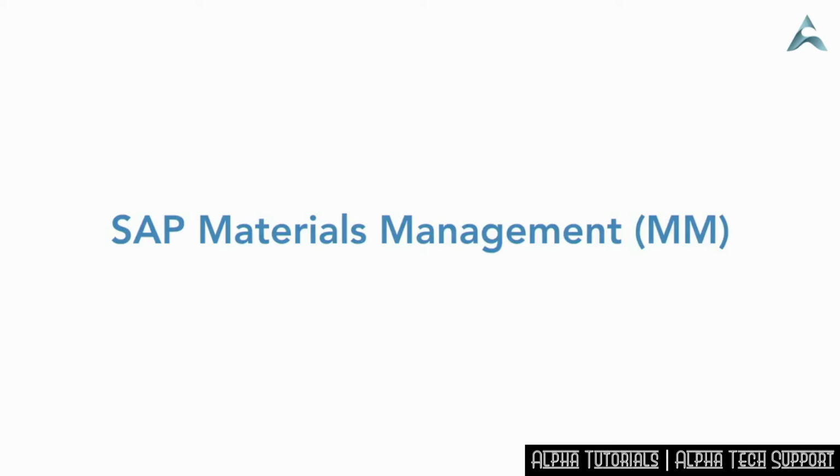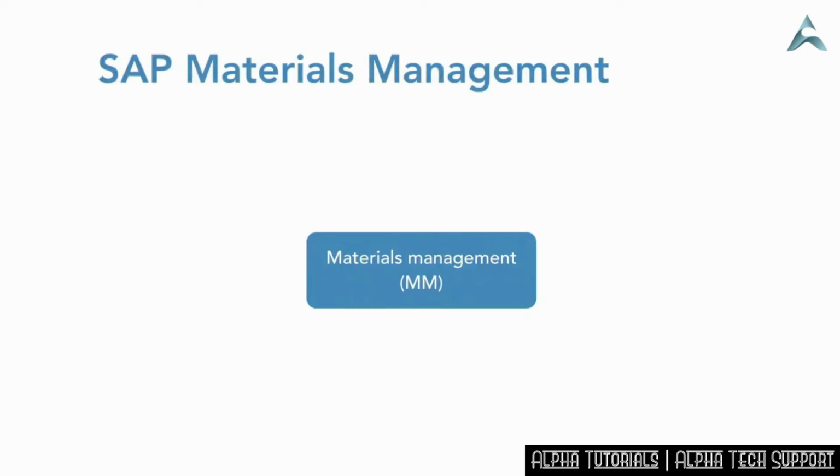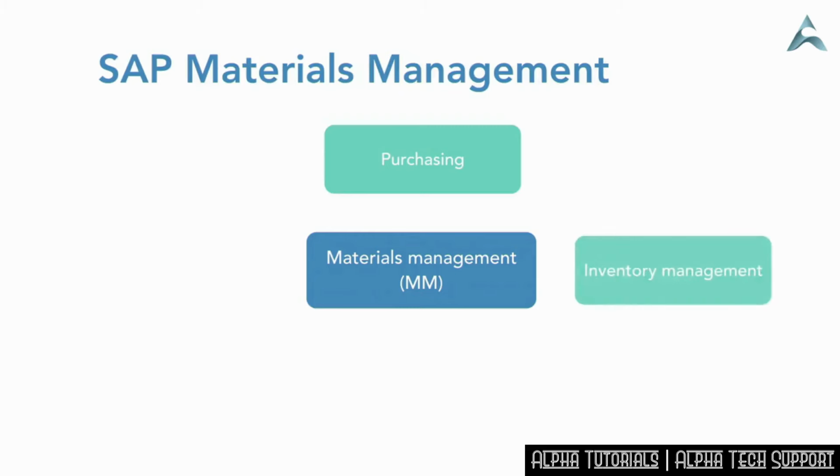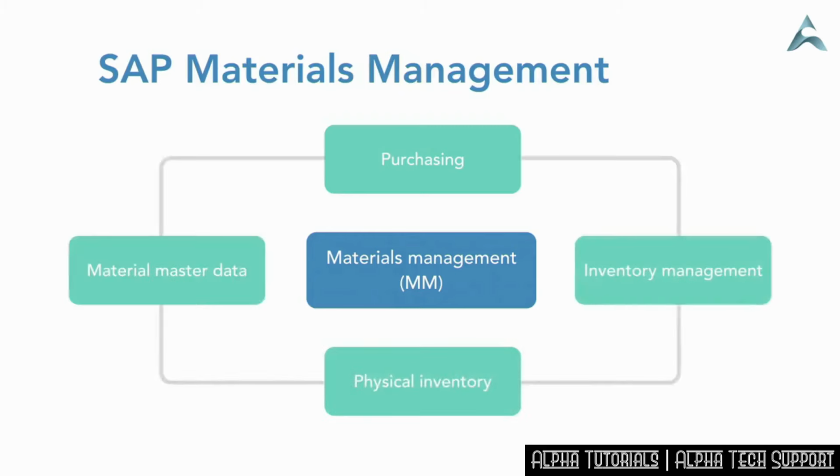This is a logistics module that many other modules rely on to keep the supply chain functioning. Materials management ensures that there are always the required materials in stock. The key benefits of materials management are the way it can help increase productivity and reduce costs by handling materials efficiently. Four major components of materials management in SAP are purchasing, inventory management, physical inventory, and material master data.